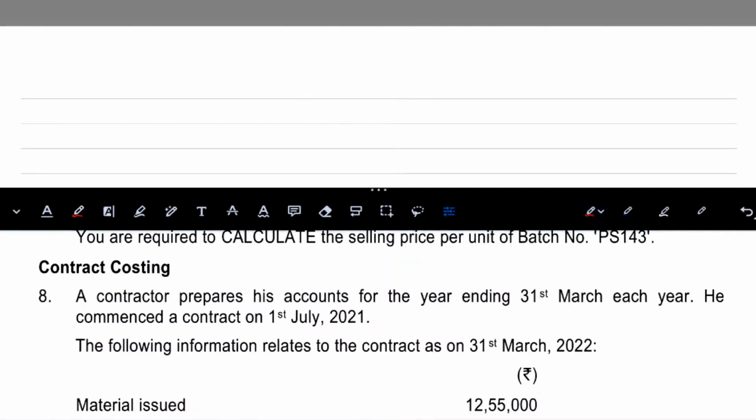Okay. Let's start with this question. Question number 8 of contract costing. Please pay attention what is written.